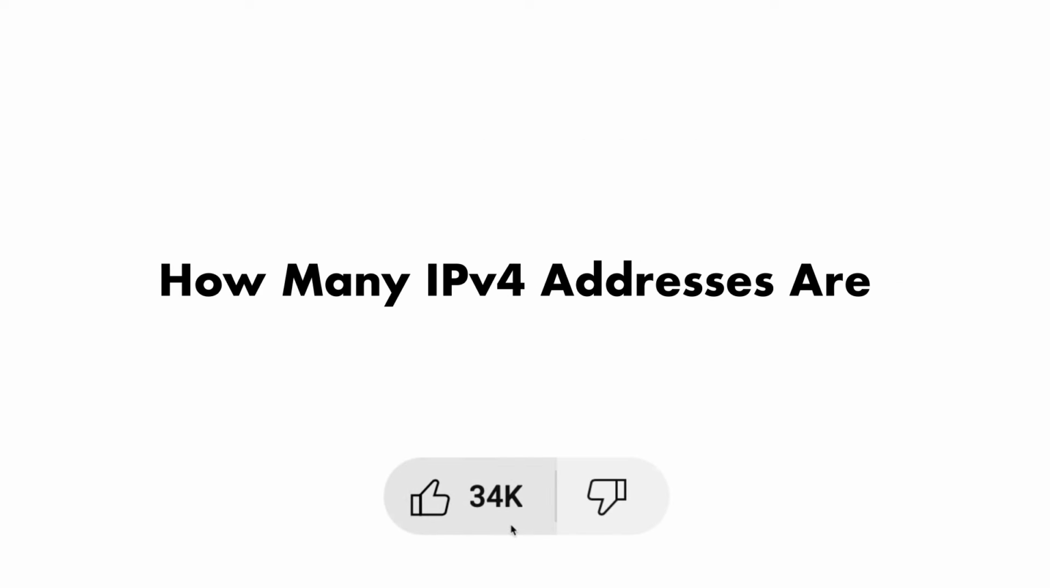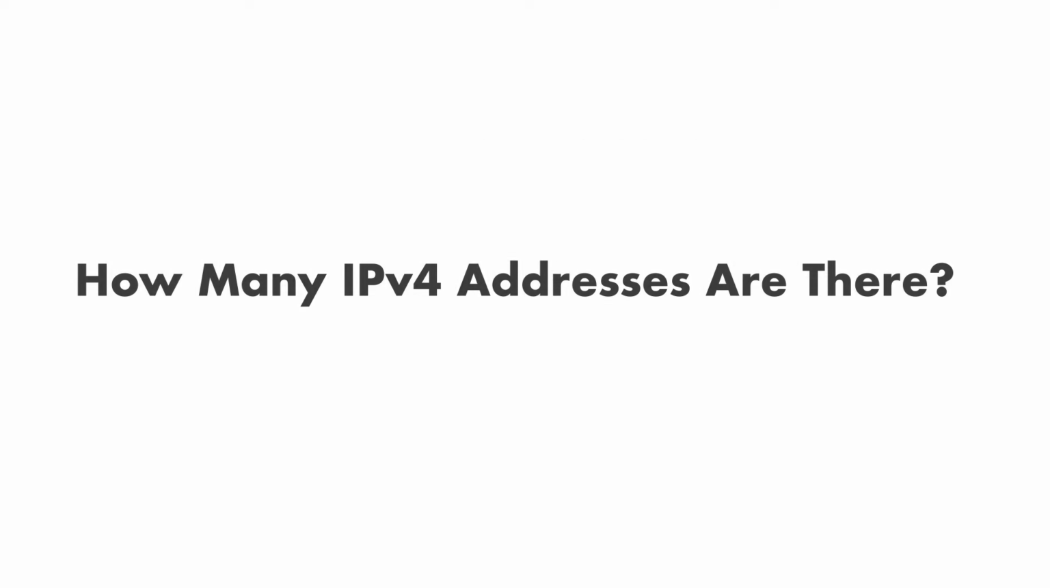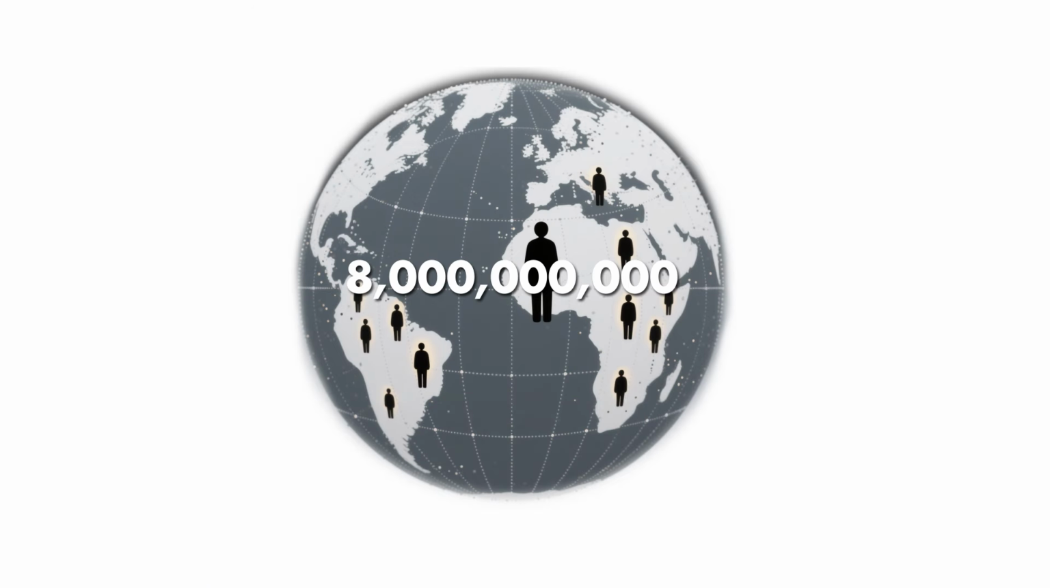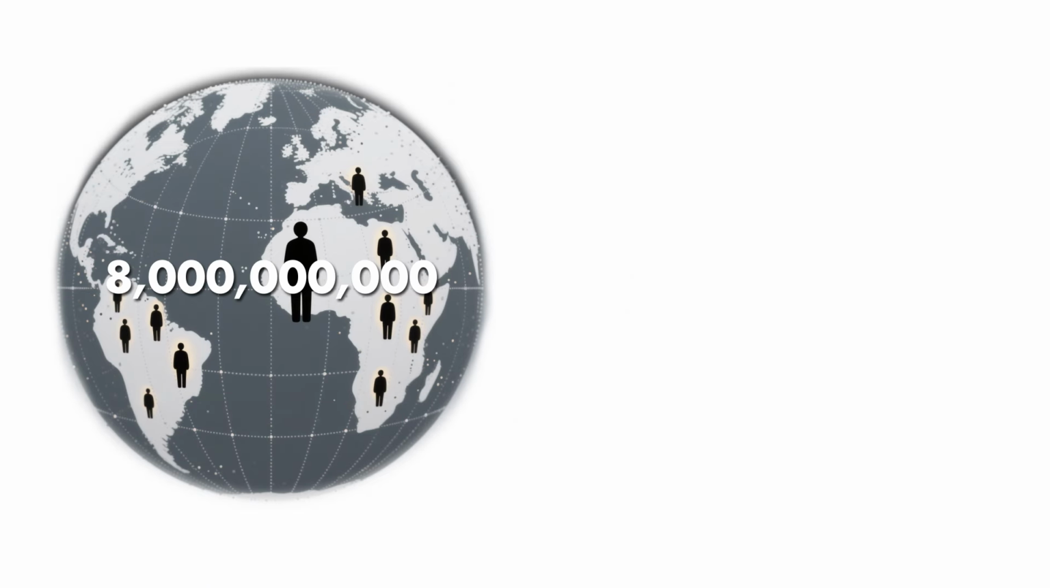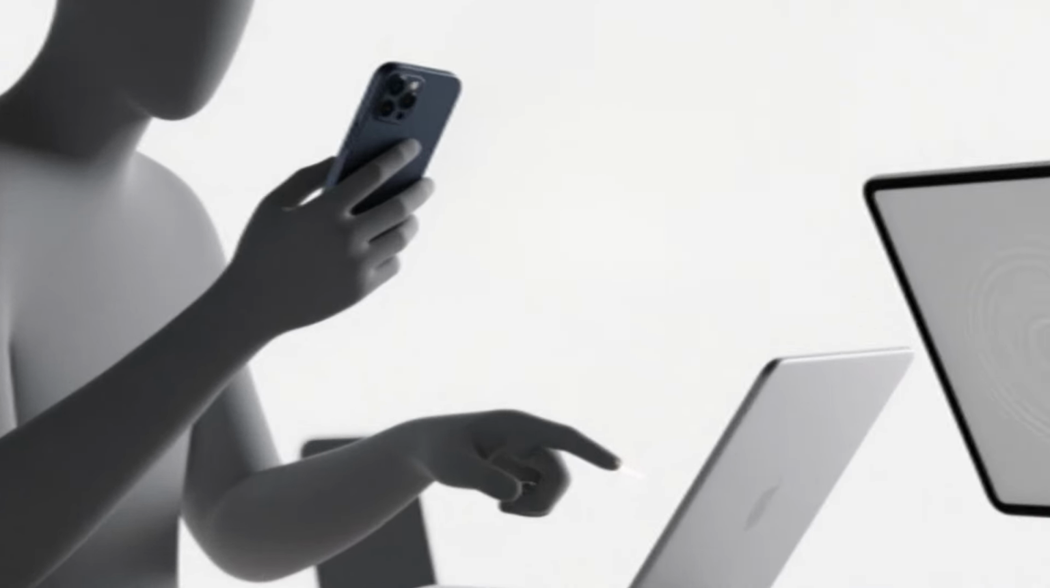Then, how many IPv4 addresses are there? Since an IPv4 address uses 32-bit numbers, the total is 2 to the power of 32, about 4.3 billion. Sounds like a lot, right? But there are over 8 billion people on Earth, and about 5.5 billion of us are online. And most of us use multiple devices, so 4.3 billion IPs is definitely not enough.